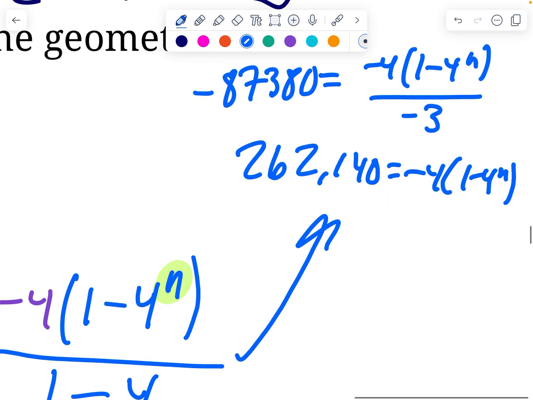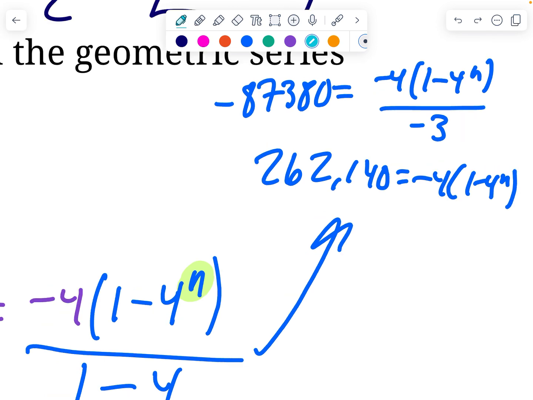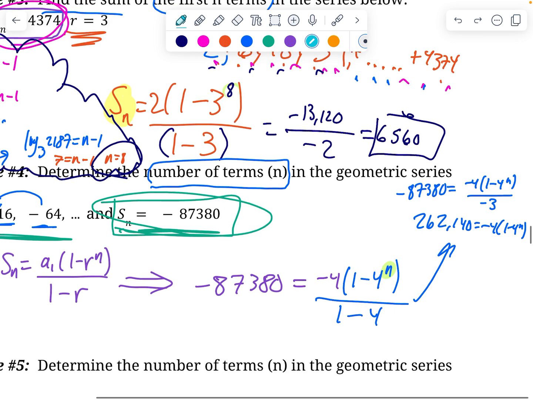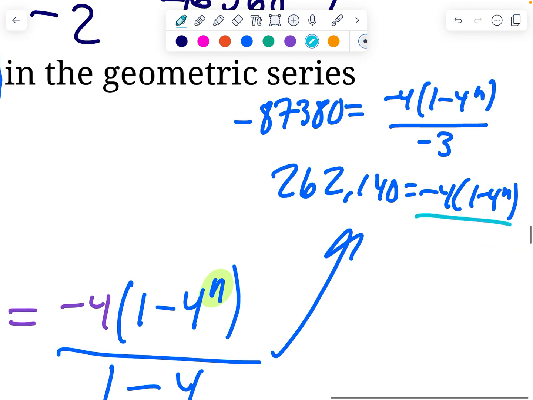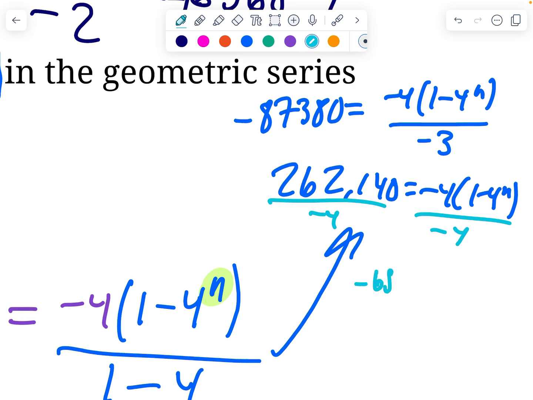You might see this and be tempted to distribute that negative 4. No, because of that exponent on the 4 to the n, you cannot do that. Do not do that. Instead, how do you get rid of that negative 4? You divide both sides by negative 4. Stick with me. You get negative 65,535 equals 1 minus 4 to the n.